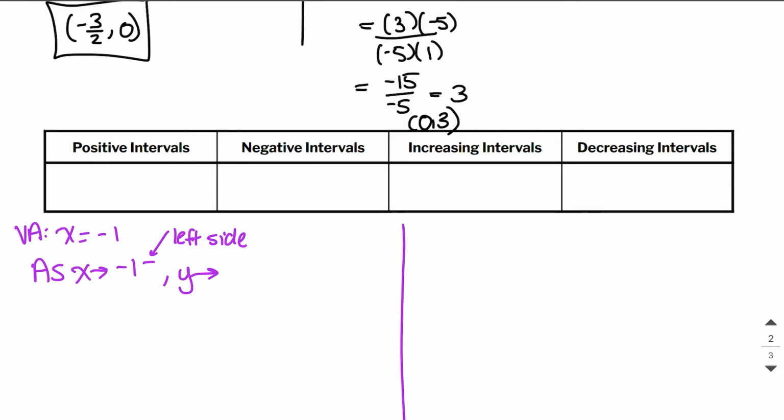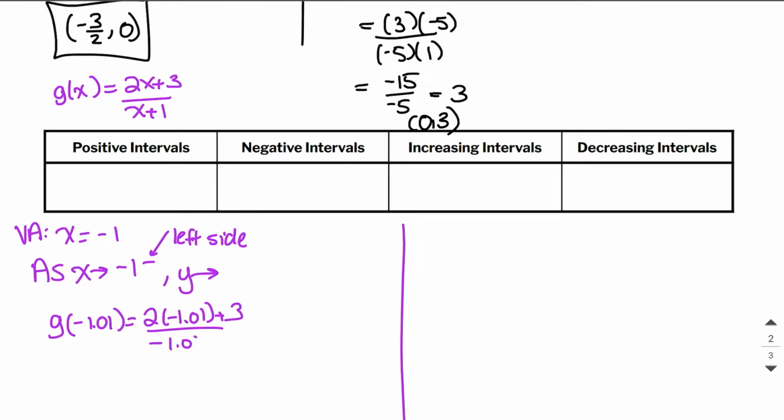And then I could plug it into f of x or g of x. It doesn't matter, but I personally would prefer g of x because g of x is a lot easier. The reason why is because g of x is simpler, right? So I know that g of x, I'll just write it up here as a reminder, is 2x plus 3 over x plus 1 right here. So I'm going to do 2 times -1.01 plus 3 over -1.01 plus 1.